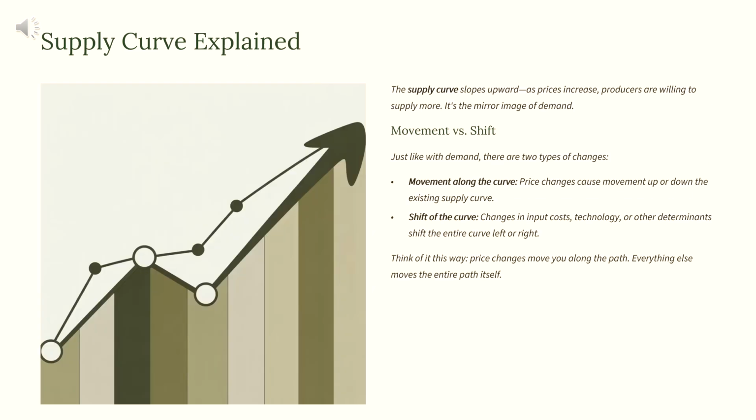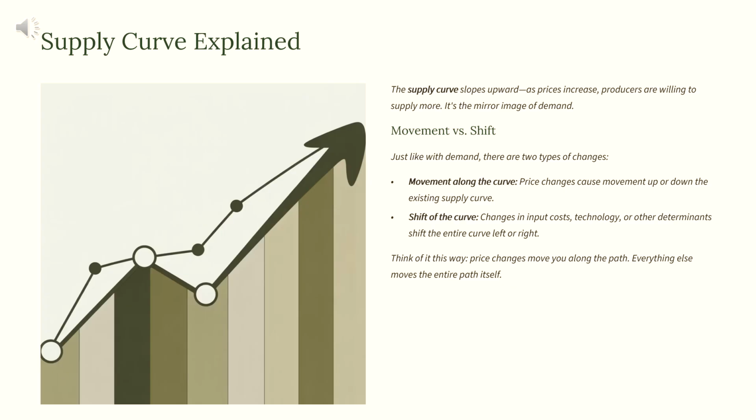And now let me explain supply curve shifts. The supply curve slopes upward as prices increase. Producers are willing to supply more. It's a mirror image of demand. Just like with demand, there are two types of changes: movement along the curve and shift of the curve.